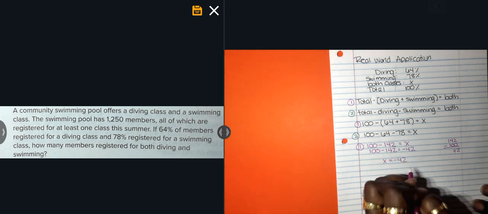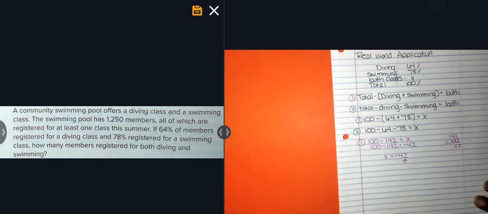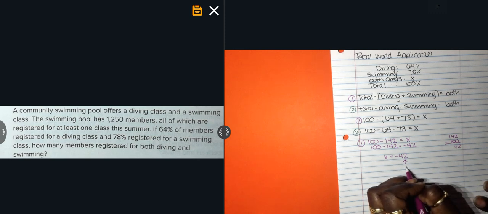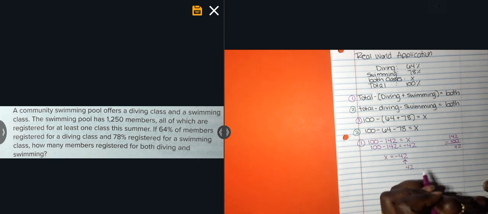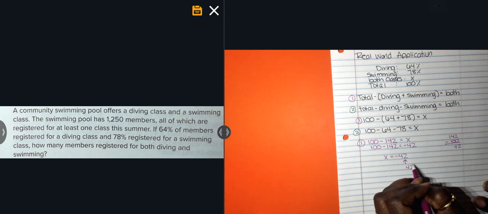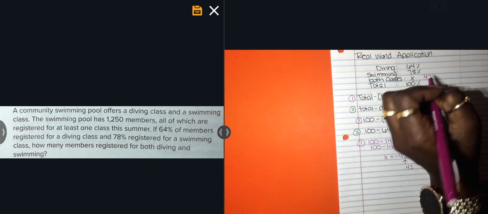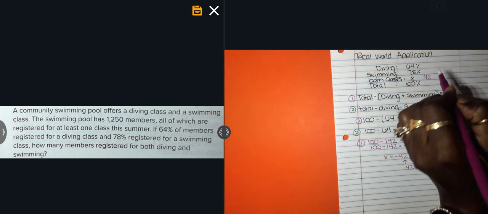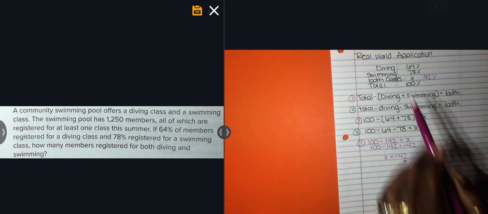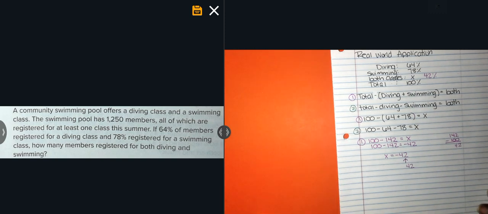So we're going to use what's called the absolute value, 42. And we're going to use this for our percent. So this means that 42 percent, per 100, 42% of them are signed up for both classes.